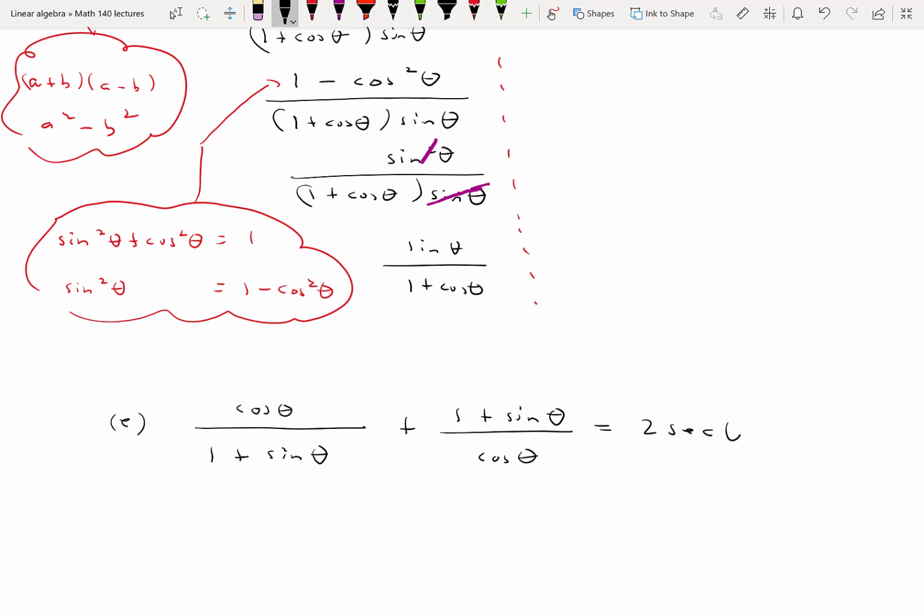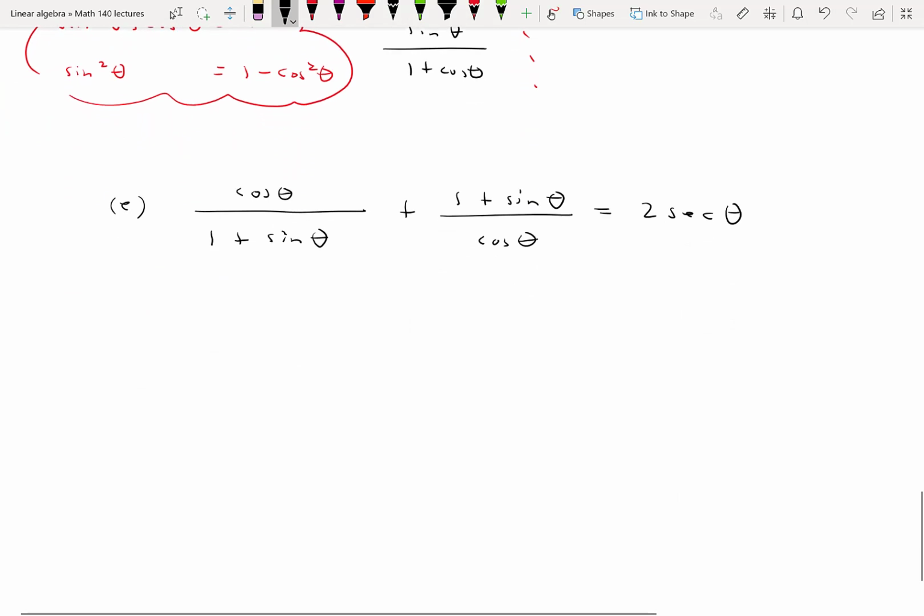Okay, so here's our last example. Somehow, that whole left-hand side, cosine theta over 1 plus sine of theta, plus 1 plus sine theta over cosine theta, somehow that has to boil down to 2 secant theta. How is that going to happen? It's pretty clear that we start on the left-hand side. The left-hand side is really complicated looking compared to the right. The big thing on the left, I notice, is that I'm adding 2 fractional expressions together, and on the right, I only have one expression.